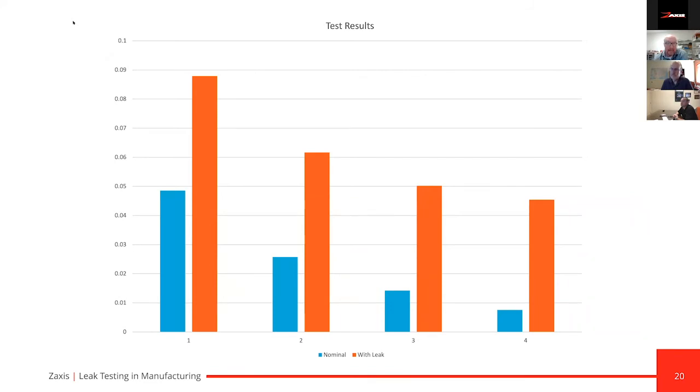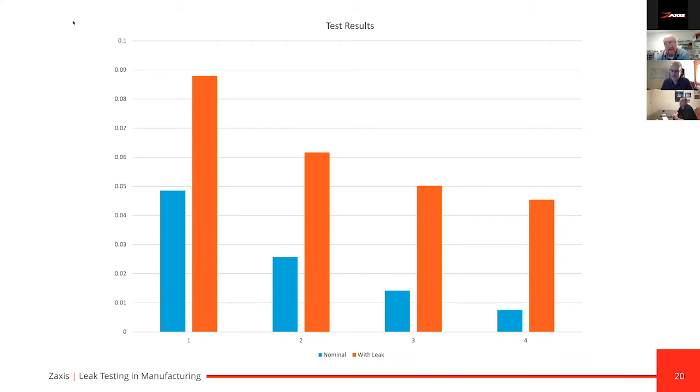Now this was the same part, tested on a 2-minute interval in between. So I let the part come back to equilibrium as far as the physical size and the temperature back to ambient. But with a 1 second fill time, you can see with just what I'm calling a nominal decay, this part was expected to be a good part, we get a decay close to 0.05 psi.